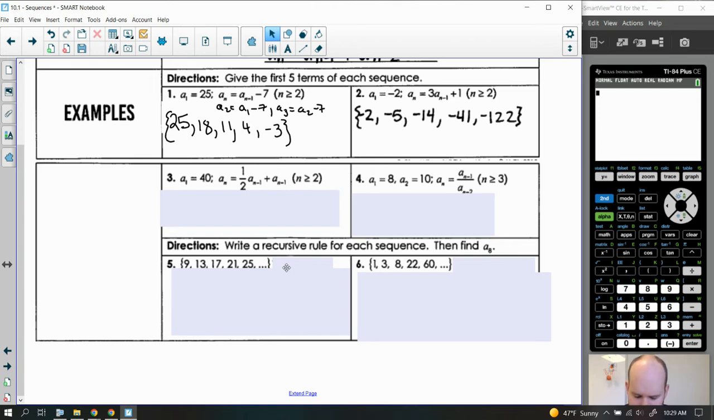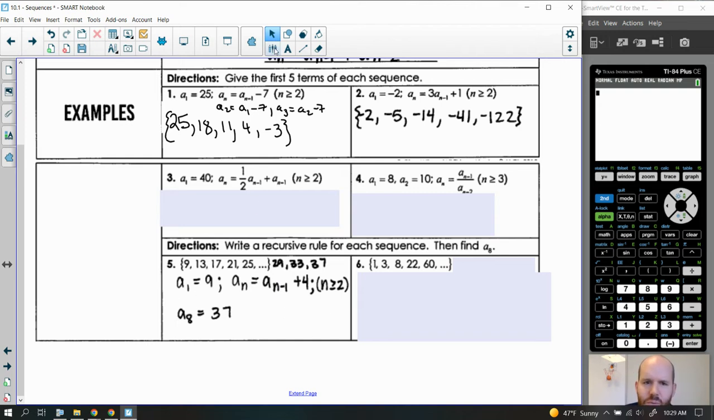So as I'm looking at this, it's helpful to kind of see if I notice any patterns. And it looks like from 9 to 13, 13 to 17, each term I'm adding 4 on. So I'd expect the next term to be 29, after that 33 and 37. So that's what I expect my terms to be.